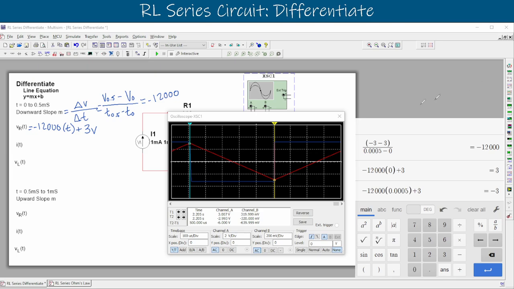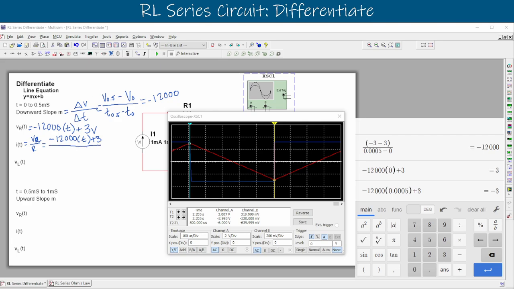So we know that our current over time is equal to Ohm's law. And we know that that would set us equal to our voltage source divided by our resistance. So if we want to solve for that, we can plug in what we know our voltage is across our resistor. And that would be negative 1200t plus 3. And we'll divide that by what we know our resistor is.